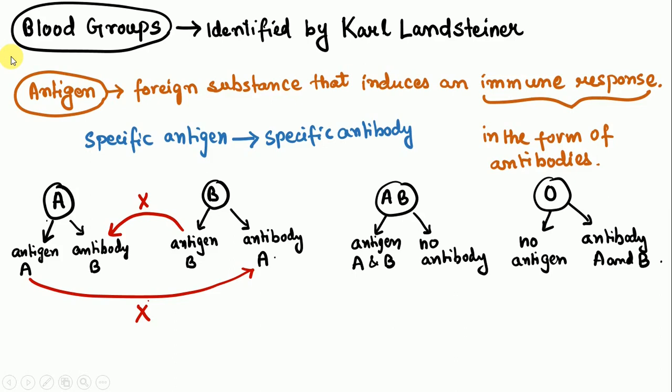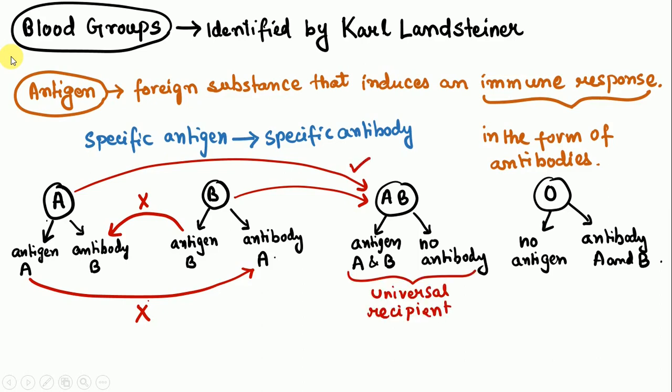But in case of AB blood group, you see it has no antibody. So if a person having blood group A donates to blood group AB, then it can take. In the same way, B can also donate to AB because it has no antibody, so no reaction will occur. So it is possible. That's why AB is known as universal recipient.